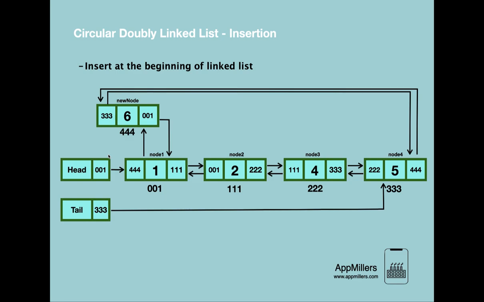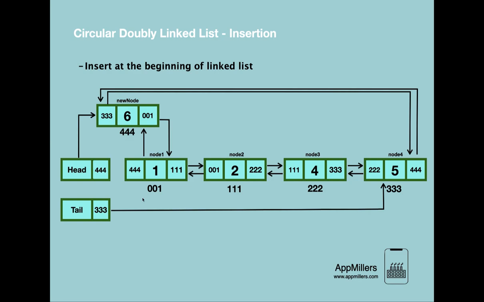And finally, as a last step, we need to update the head reference to point to the new node, because in this case the new node becomes the first node, so the head reference has to point to the first node. So if we update the head reference to 444, it will create a link between head and the new node over here, and the link between head and node 1 over here gets deleted. So by completing these steps, we have successfully inserted a new node at the beginning of the circular double linked list.